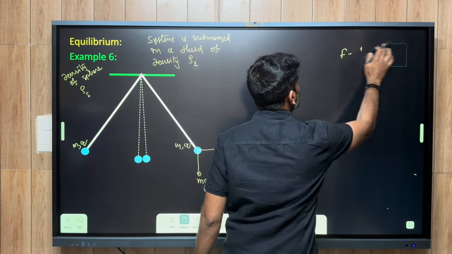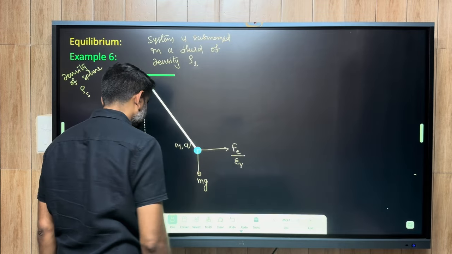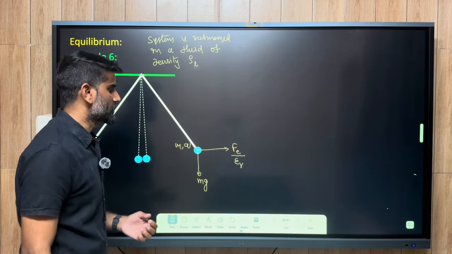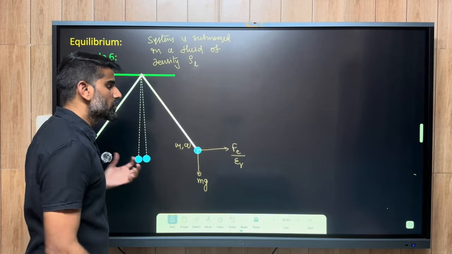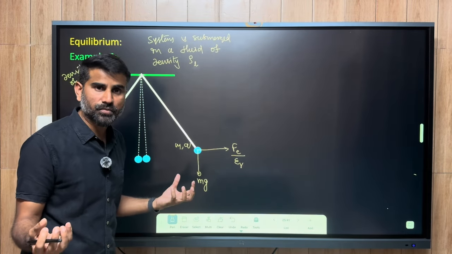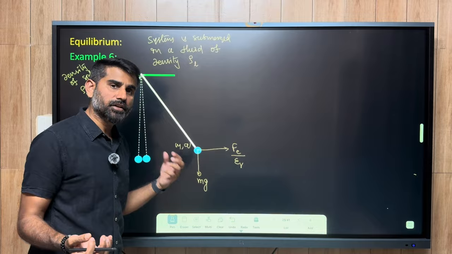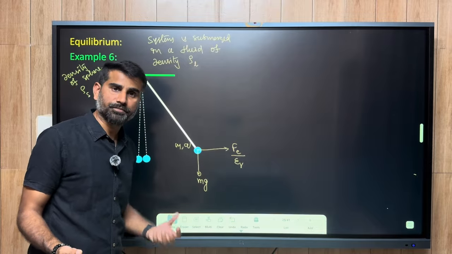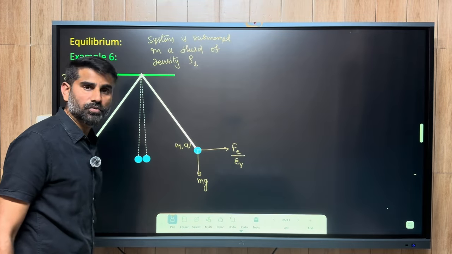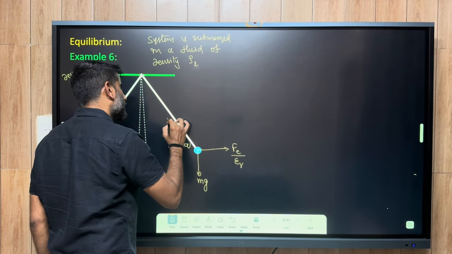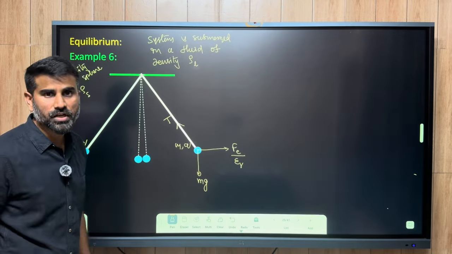Now I'm going to take this off. Now let's come back to the actual discussion. Fe by epsilon r, because when the charge is placed in some medium of dielectric constant epsilon r, the force reduces by 1 by epsilon r times. Force is this one, weight is acting vertically downwards, and tension will be developed here in the string.